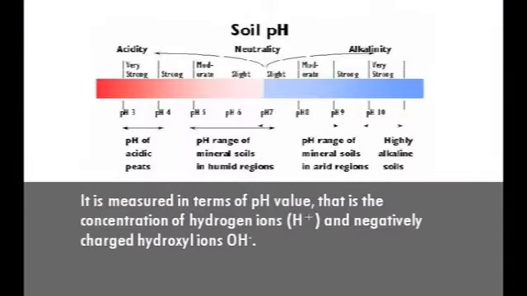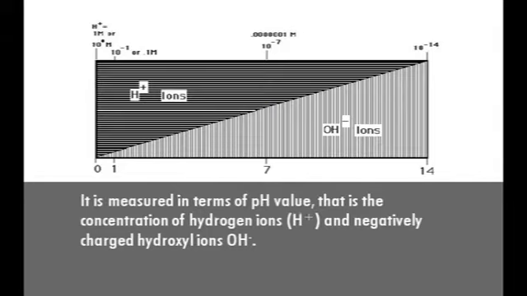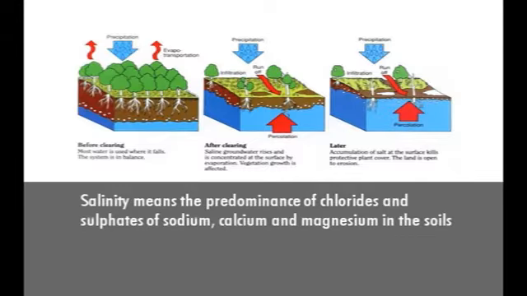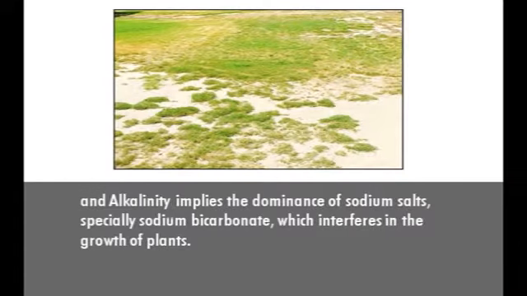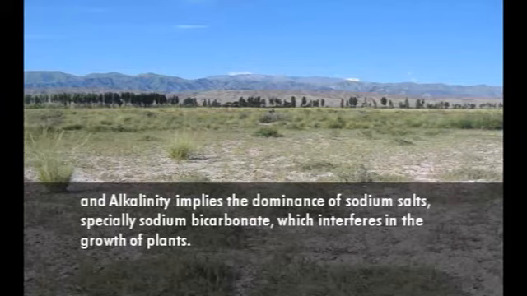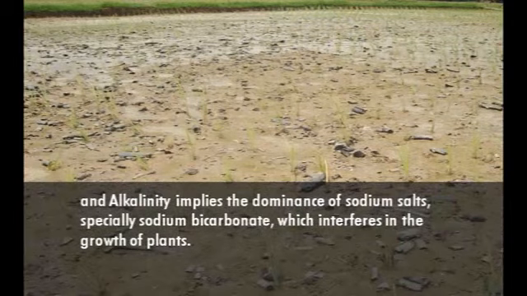It is measured in terms of pH value, that is, the concentration of hydrogen ions H+ and negatively charged hydroxyl ions OH-. Salinity means the predominance of chlorides and sulfates of sodium, calcium, and magnesium in the soils, and alkalinity implies the dominance of sodium salts, especially sodium bicarbonate, which interferes in the growth of plants.